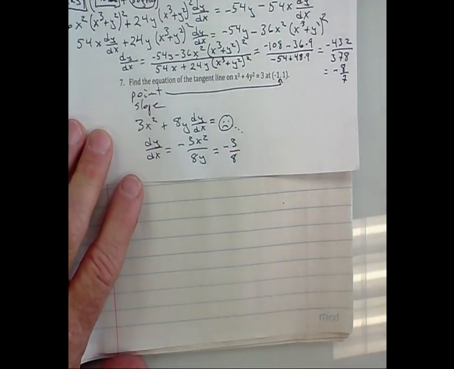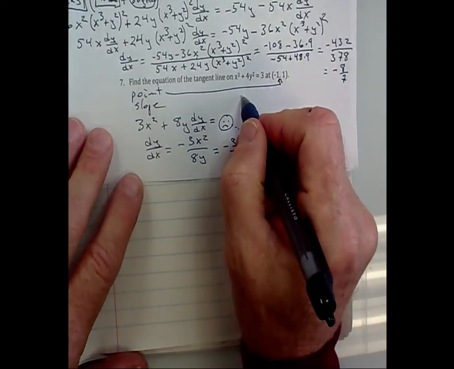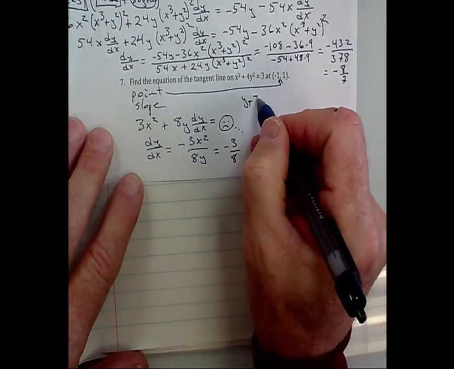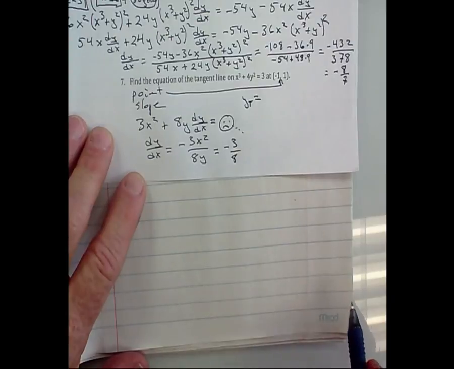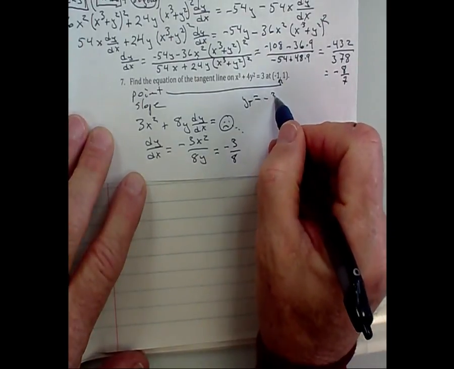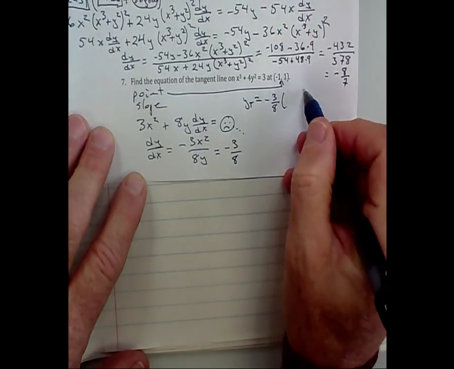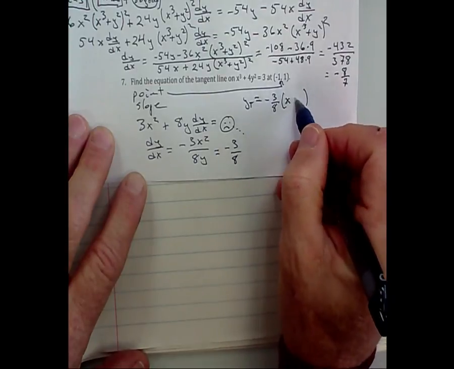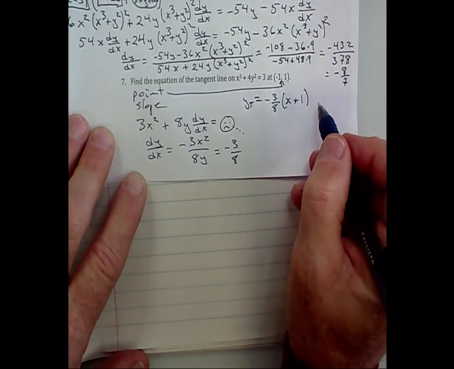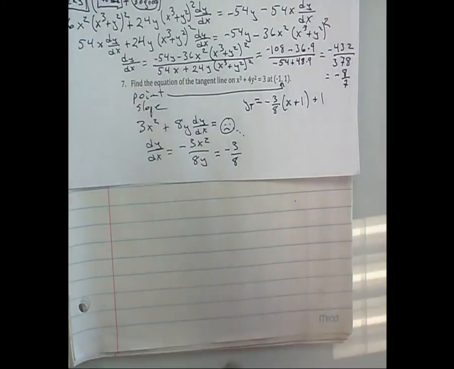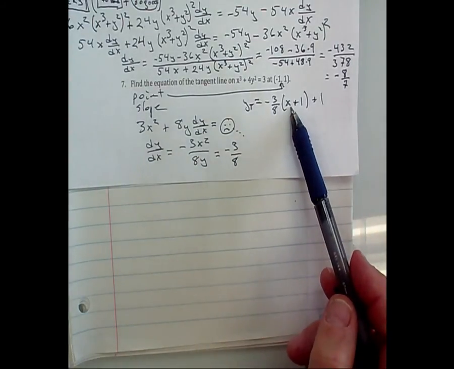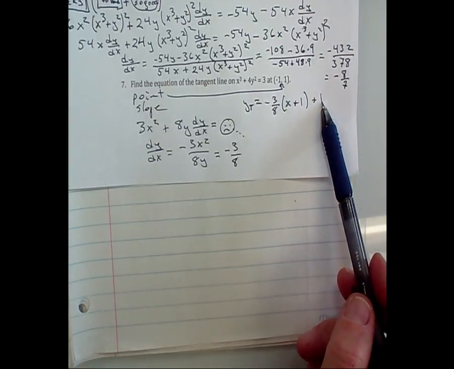This is far more reasonable, wouldn't you agree? And so the equation of our tangent line is what? Negative 3/8 times parentheses x plus 1, plus 1. And this is my check: if I put a negative 1 in here, do I get a y that's 1? I do.